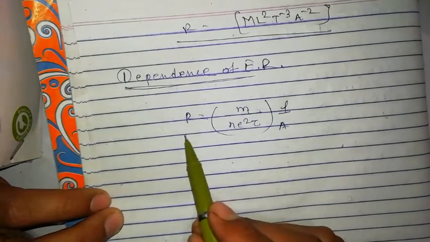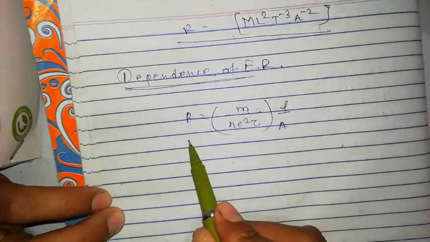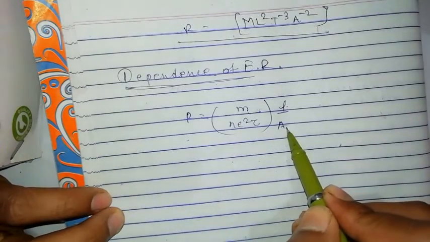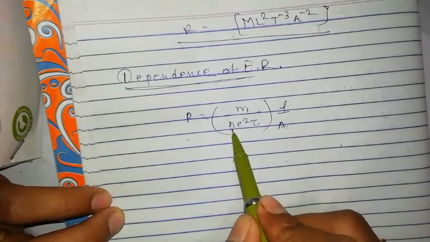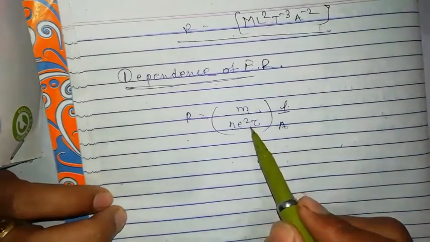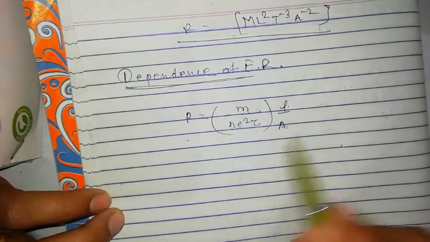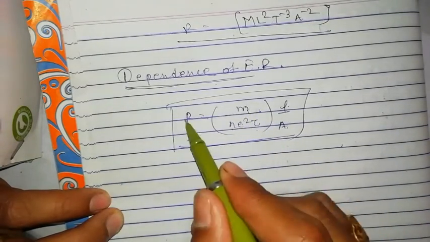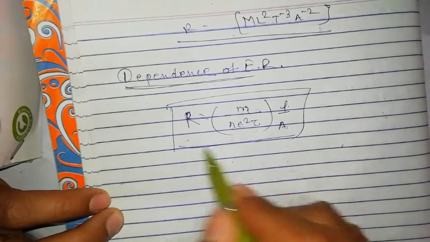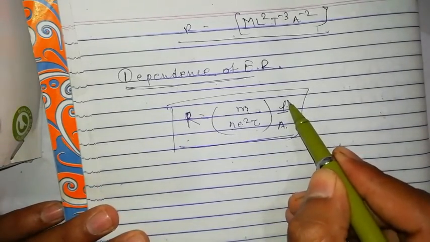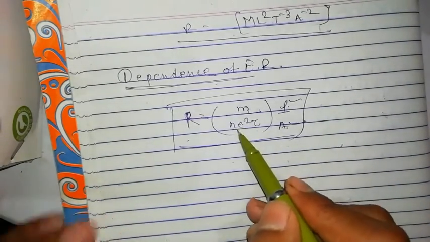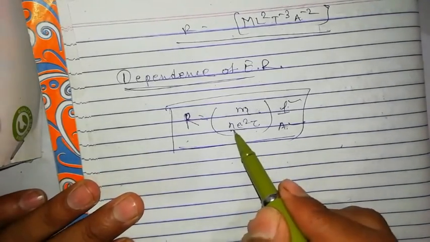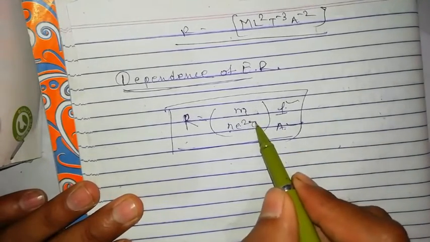The resistance R of the conductor depends on its length, cross-sectional area, electron density n, and relaxation time tau. Since m and e are constants, resistance depends on the length of the conductor, the area of cross section, the density of electrons, and the relaxation time.